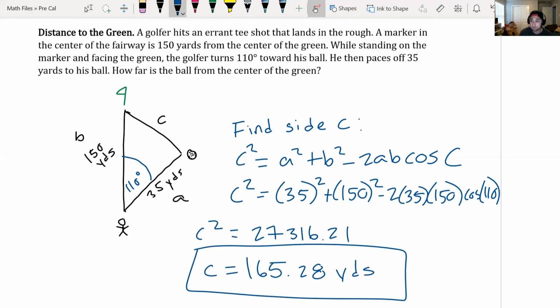Okay, awesome. That is all. Okay, that's it. That's law of cosines. We are done.